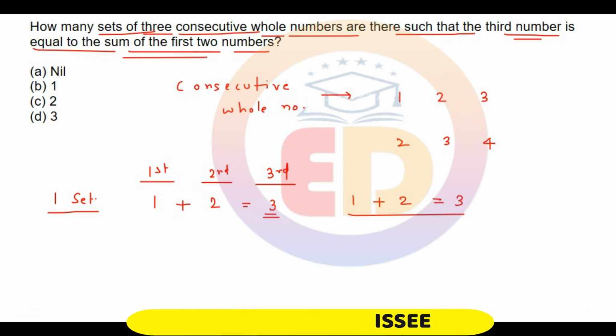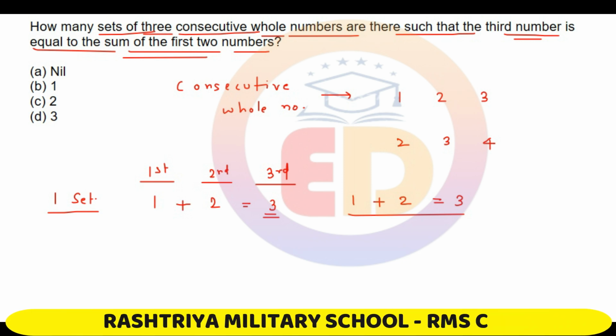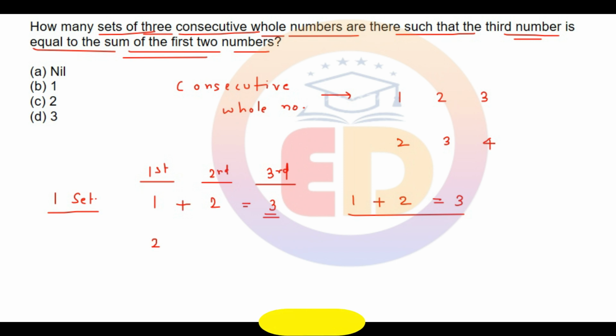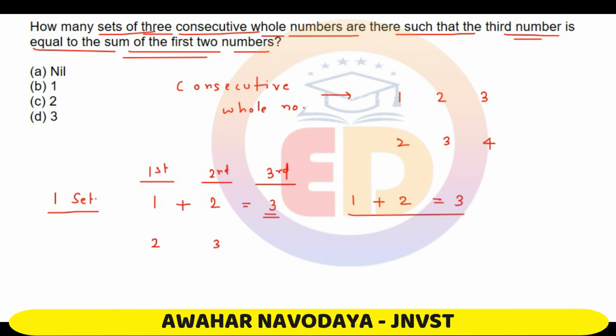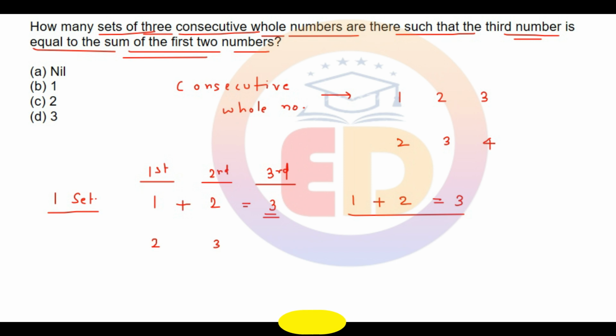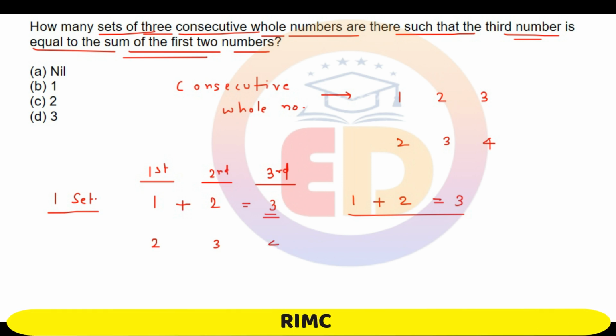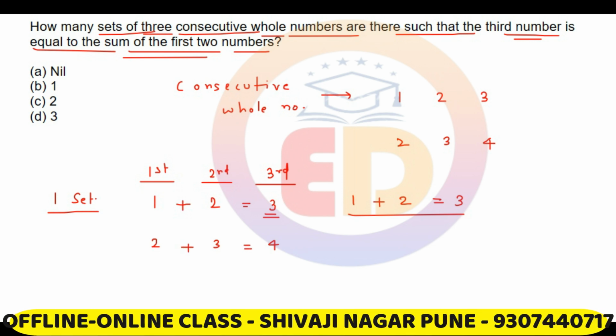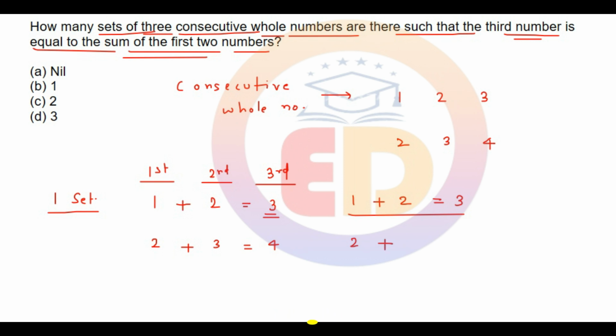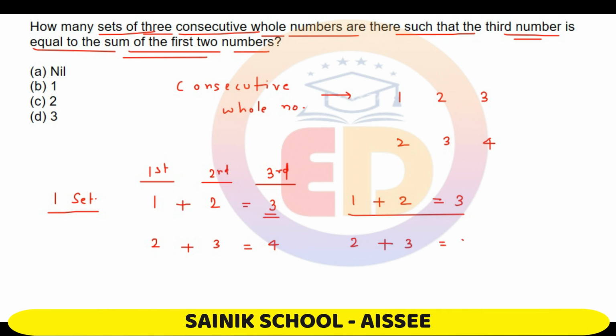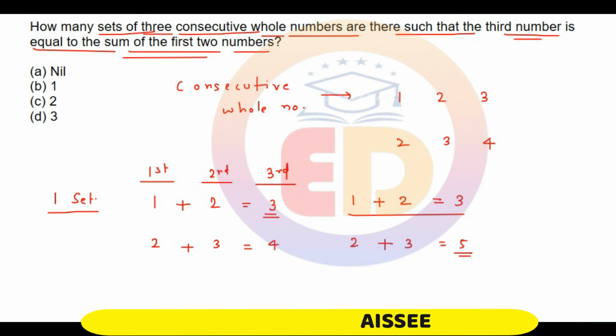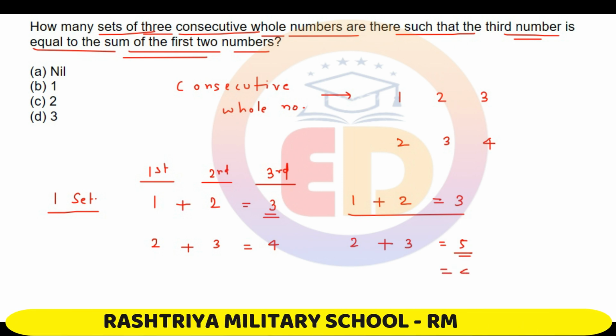Now let us identify, is there any other set like this? Let us take 2 as the first number. 2 के बाद अगला consecutive number है 3. 3 के बाद अगला consecutive number है 4. Now let us check if this condition follows. Is the sum of first and second equal to the third? 2 plus 3 is equal to 5. And according to the condition of the question, it should be 4. But it is not correct. It is not equal to 4, but it is equal to 5.